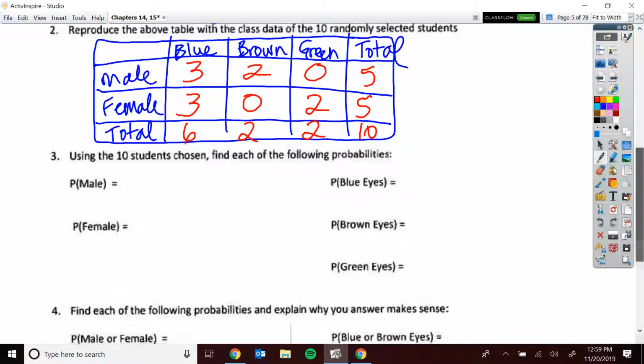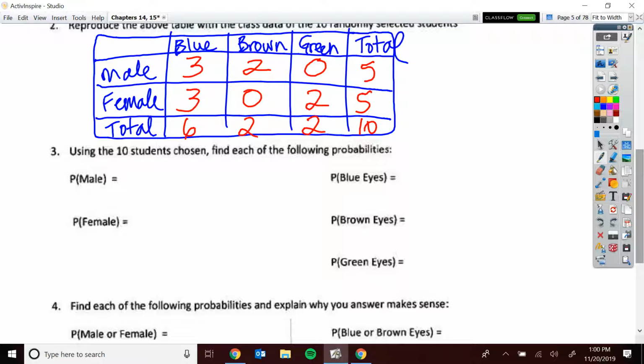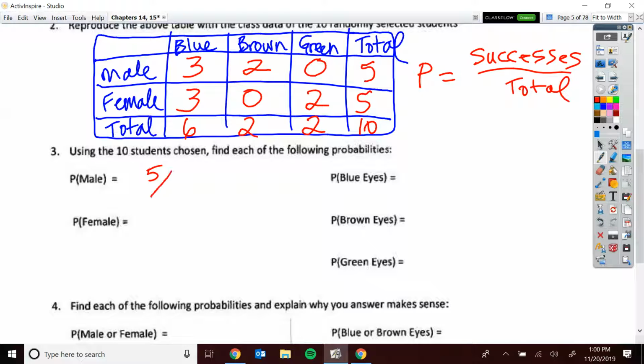From this, now I want you to go and fill out these probabilities you have here. So we know probability is the successes over the total. And I'm not reducing today because I'm just getting to the point of the numbers, okay? So based on what we've learned this year, would you consider these questions marginal probabilities or conditional probabilities? For example, if it just asks about male and female or blue eyes, brown eyes, and green eyes, where am I getting those answers?